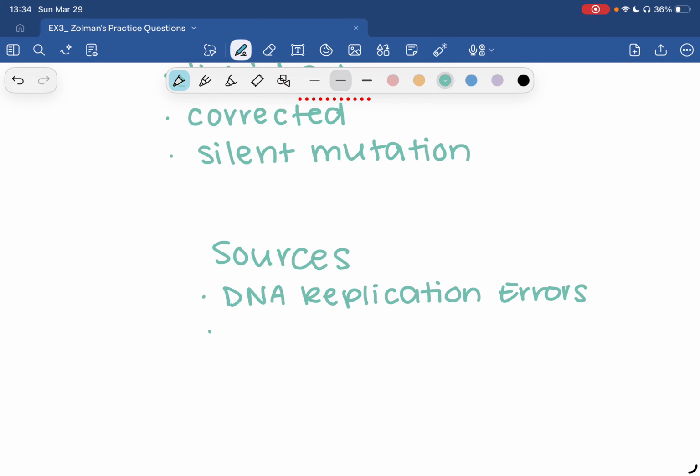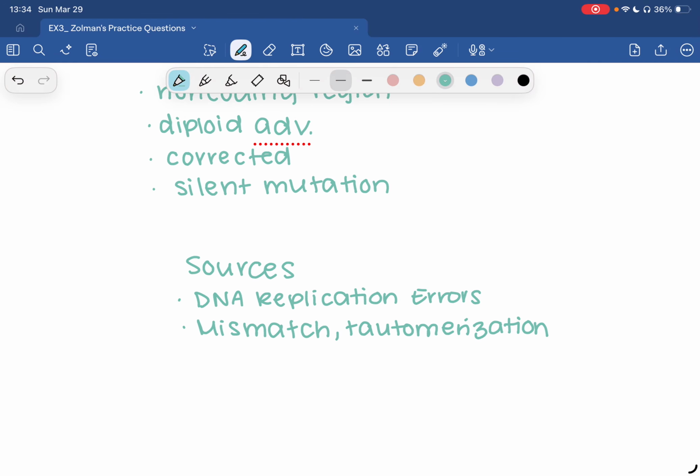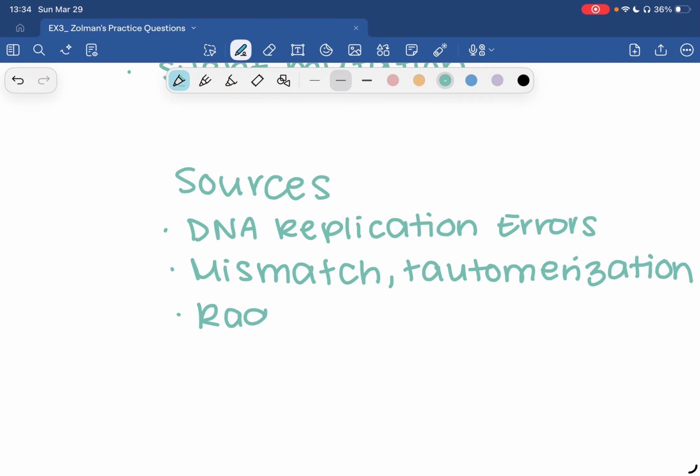You also have mismatches from tautomerization. This is just when the structure of the DNA building blocks changes momentarily, and this can lead to incorrect base pairings. You also have external factors such as UV radiation. This can impact our cells. It induces the formation of pyrimidine dimers, which can then distort the DNA structure.